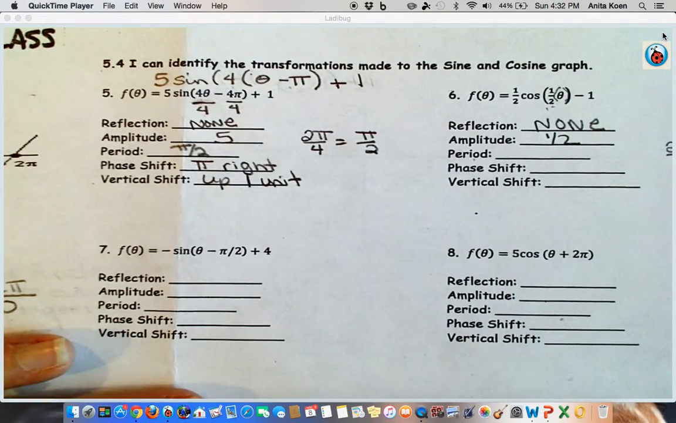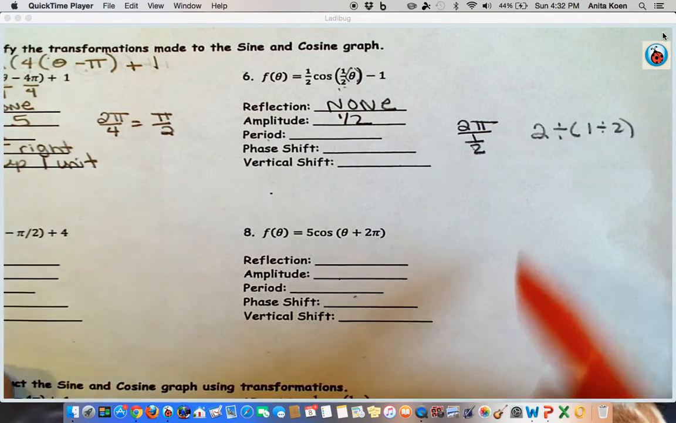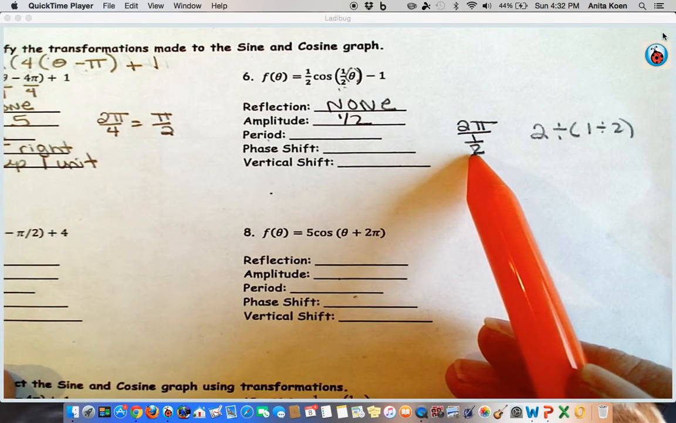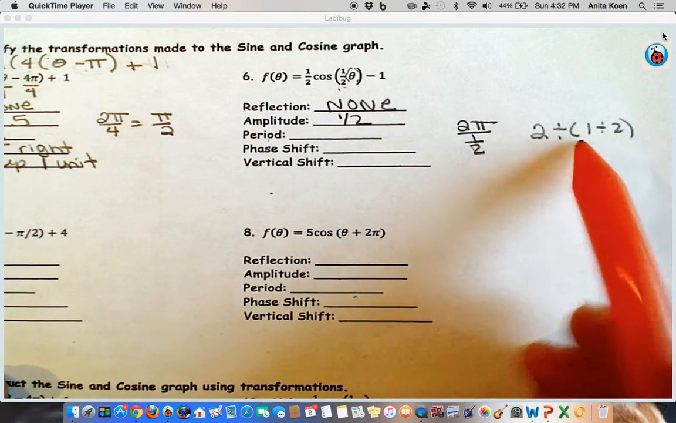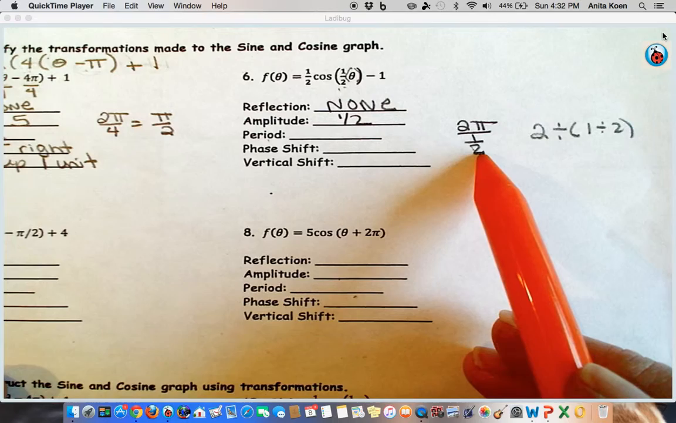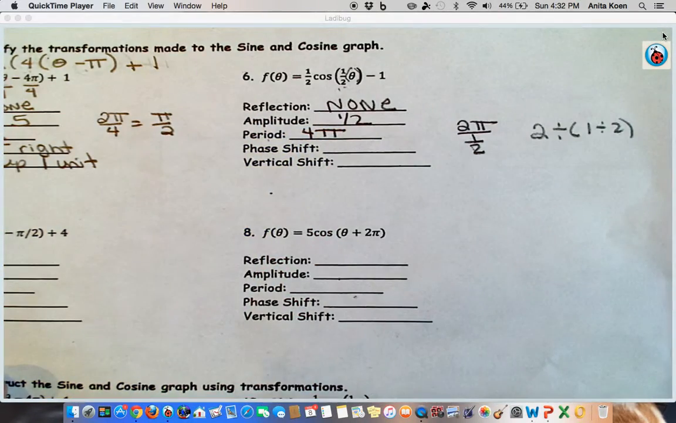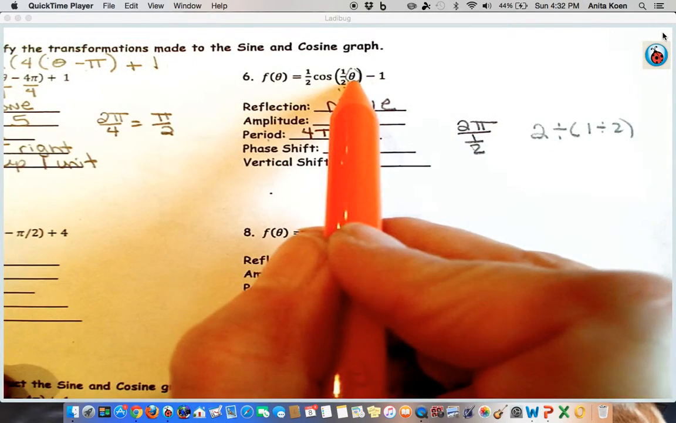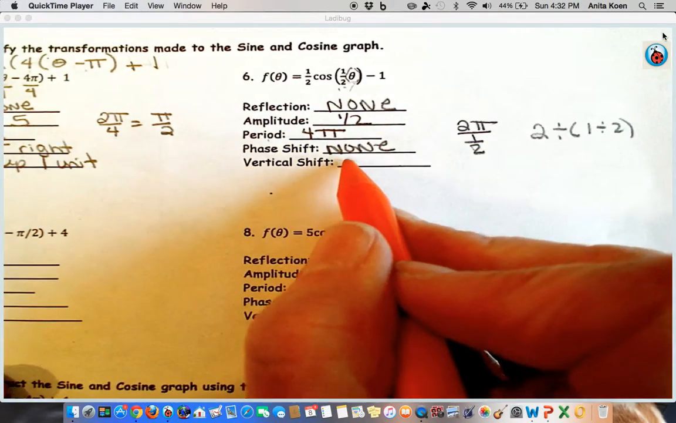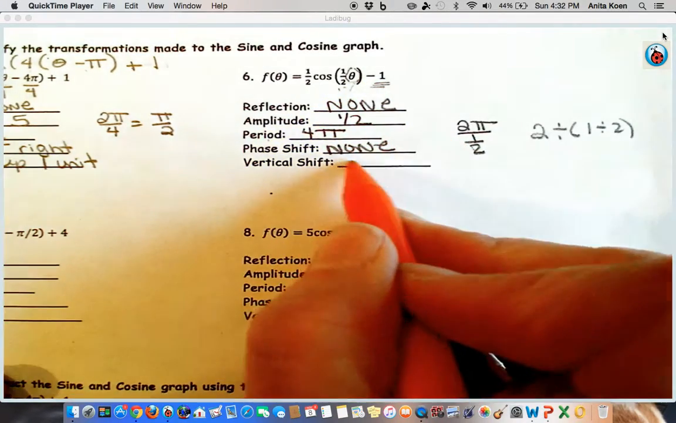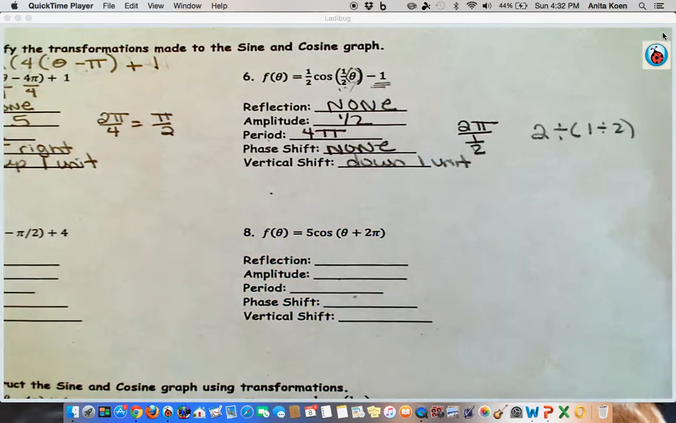And remember, when you type this into your calculator, you do 2 divided by parentheses 1/2. Oops, I'm off the camera. Let me slide over. 2 pi divided by 1/2. That is the new period, and you type it in the calculator this way. You have to put parentheses around this 1/2. Okay? So that gives me a period of 4 pi when you type that into the calculator. The phase shift, there's nothing added on the inside, so there is none. And the vertical shift is this number right here, so we're going down 1.